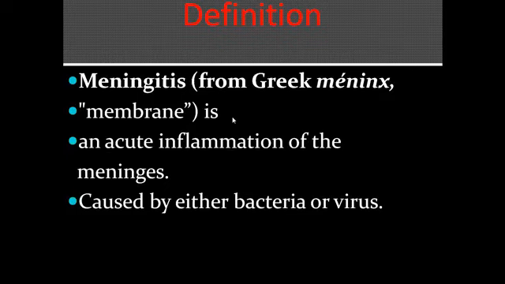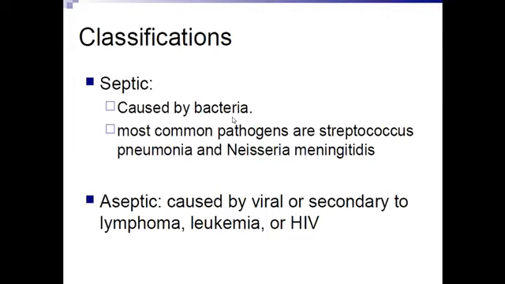So what is meningitis? It's from the Greek term meninx, which means membrane. When there is inflammation in the meninges, it is termed meningitis, caused by bacteria, viruses, or malignant infiltrations. Gross classification of meningitis: septic and aseptic. Septic means caused by bacteria, most commonly Streptococcus pneumoniae and Neisseria meningitidis. Aseptic is caused by viruses or secondary to lymphoma, leukemia, or HIV.